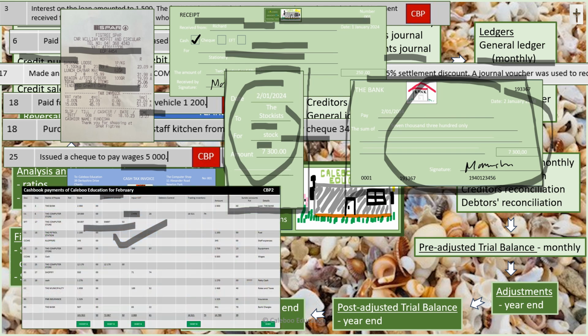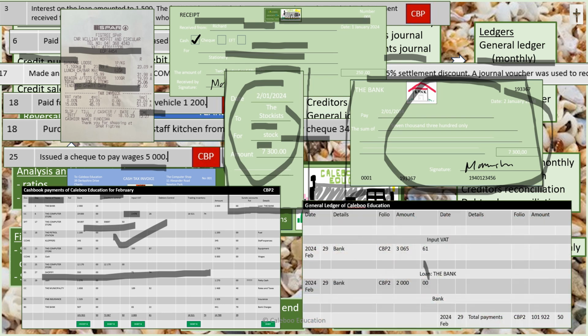Now, from the documents, the information is posted to the Cashbook payments, and I'm going to go through the Cashbook payments in this lesson. And then we're going to take that information and post it to the ledger accounts, the general ledger accounts. So that's what we're going to do over the next hour or so. I hope you enjoy this lesson, and like I always say, you're going to become an expert at drawing up the Cashbook payments after this lesson.